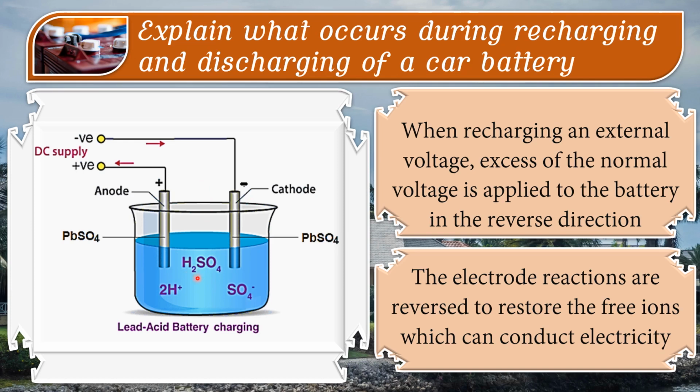And during the process of discharging, we always form lead sulfate here on the poles. Lead sulfate is formed. Now, when we pass the voltage in the opposite direction, it is going to release this lead sulfate to dissolve into the solution, and we produce the free ions that can conduct electricity.